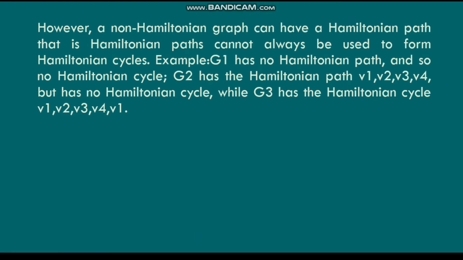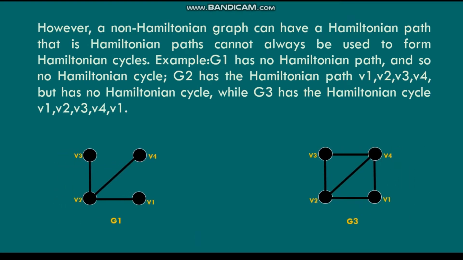However, a non-Hamiltonian graph can have a Hamiltonian path; that is, Hamiltonian paths cannot always be used to form Hamiltonian cycles. Consider the example. G1 has no Hamiltonian path, and so no Hamiltonian cycle. G2 has the Hamiltonian path V1, V2, V3, V4, but has no Hamiltonian cycle, while G3 has the Hamiltonian cycle V1, V2, V3, V4, V1.